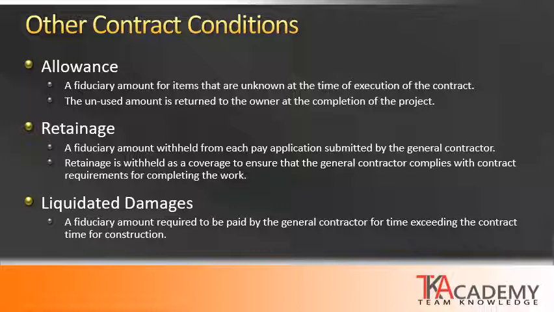Retainage is something you will find a lot in construction contracts. This is a dollar amount that is withheld from every pay application submitted by the general contractor, and it can be typically like 5 to 10%. The purpose of this is basically acts as extra coverage to make sure that the general contractor complies with the general requirements for completing the work, and they don't go into default, which then the money may be used to rebid or hire a new contractor to complete the work. At the end of a project, then all that retainage amount, the withheld amount, is released or returned to the general contractor.